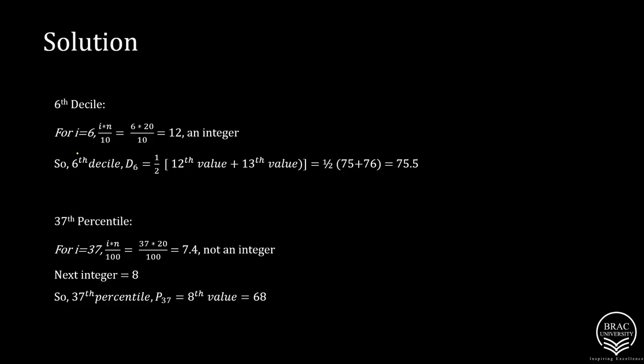And for the sixth decile, you just have to input the values in the formula, that is i is equal to 6 and n is 20. So 6 into 20 by 10 is 12. It is also an integer. So the sixth decile will be the average of the 12th and 13th value, which is actually 75.5. And for the percentile, this is not an integer, the next integer is 8. So the percentile will be the 8th value, which is 68.